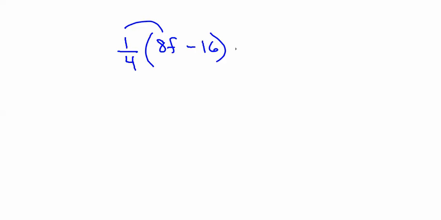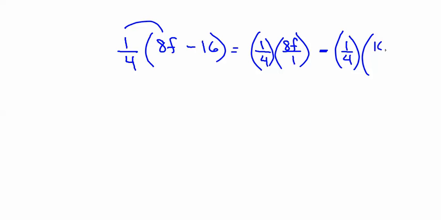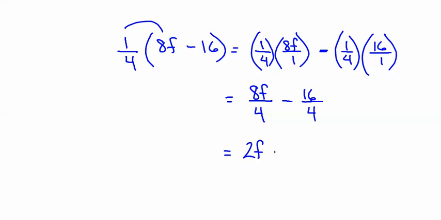1/4 times 8f. That's the same as 1/4 times 8f over 1, isn't it? Minus 1/4 times 16 over 1. When you multiply fractions, you multiply straight across, don't you? What's 1 times 8f? 8f. Over 4 times 1. Minus 1 times 16, over 4 times 1. Which is equal to, what's 8 divided by 4? 4 goes into 8 twice, so you get 2f. 16 divided by 4. 4. Done.